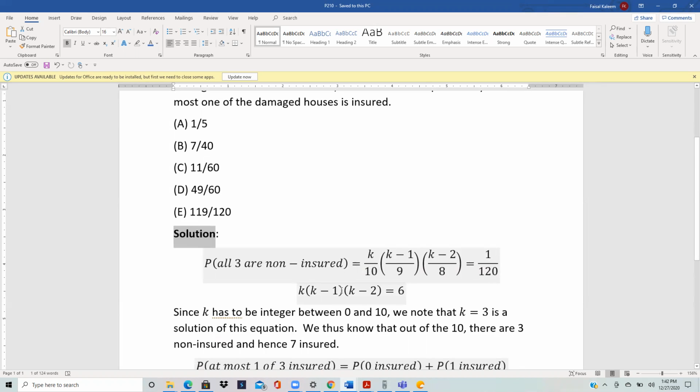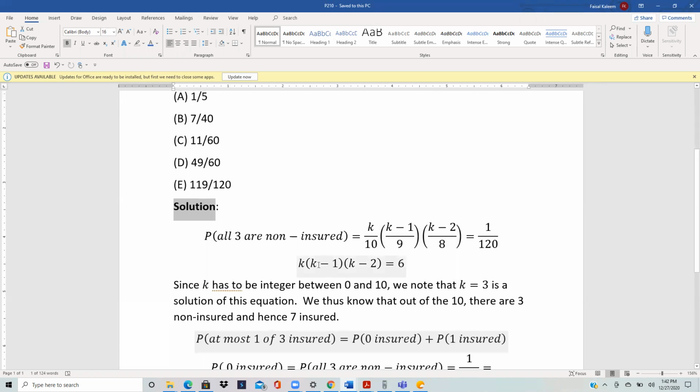And K minus 1, K minus 2. So these numbers multiply to 720, and you move it over here. It's 720 by 120, which is 6. So now, normally this is quite a lot of work to try to solve a cubic equation like this. But in this case, remember, K is the number of uninsured houses. So K has to be an integer, and there are only 10 houses, so it has to be an integer between 0 and 10.